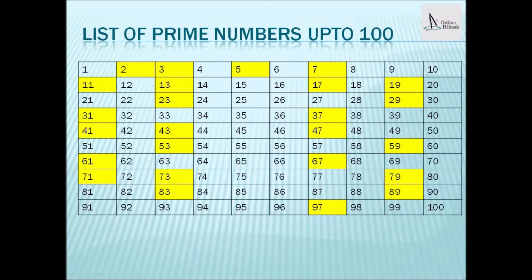So this is the list of prime numbers up to 100. Here all the numbers marked as yellow are prime numbers. You count the prime numbers up to 100. How many prime numbers are there from 1 to 100? You count it and find out, and you can comment in the comment section.